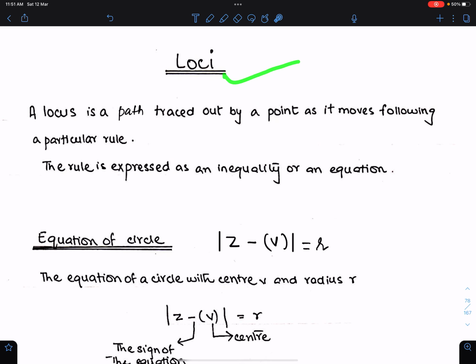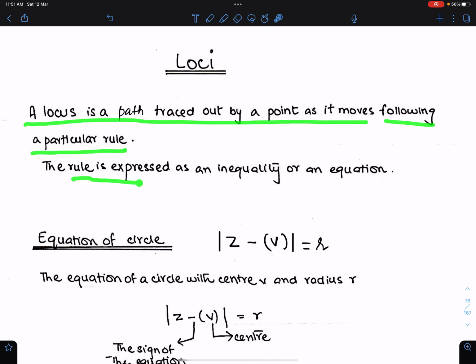Loci. A locus is a path traced out by a point as it moves following a particular rule. The rule is expressed as an inequality or an equation.